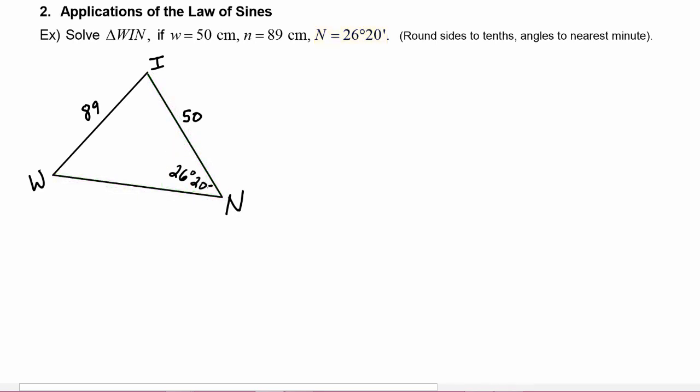Now we have to find all the missing sides and angles. We will round our sides to the tenths place and our angles to the nearest minute. And that makes sense because our angle was given in degrees and minutes, so then we should expect that our answers will have degrees and minutes. Because we know side W here, we're going to be able to find angle W.